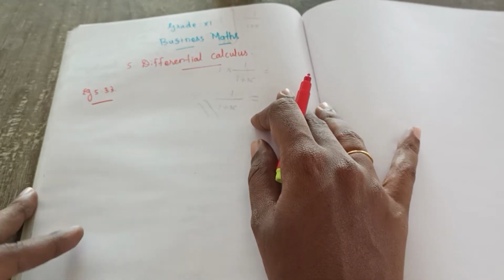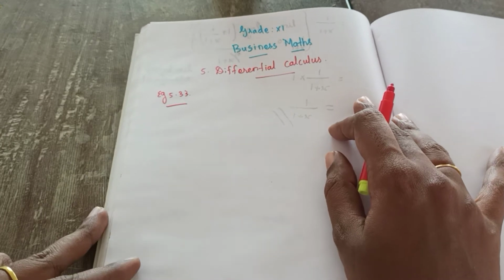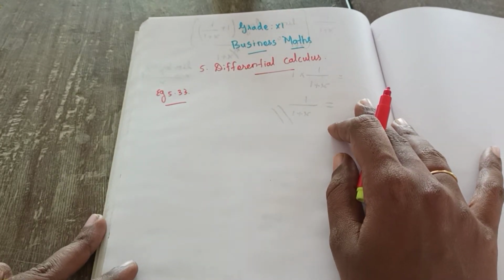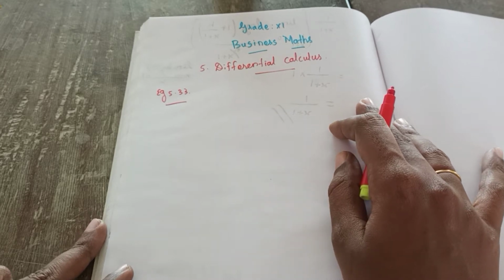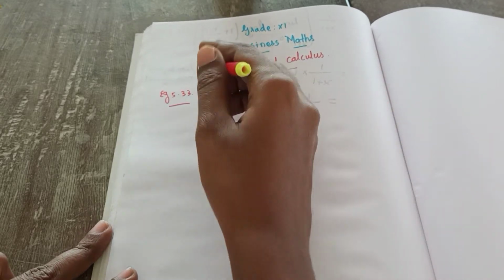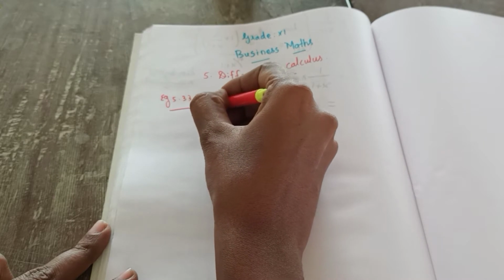We are learning our 5th chapter, Differential Calculus. In our last class I asked you to learn some formulas as well as some general rules for differentiation. I hope all of you learned. So let's move to our class today.